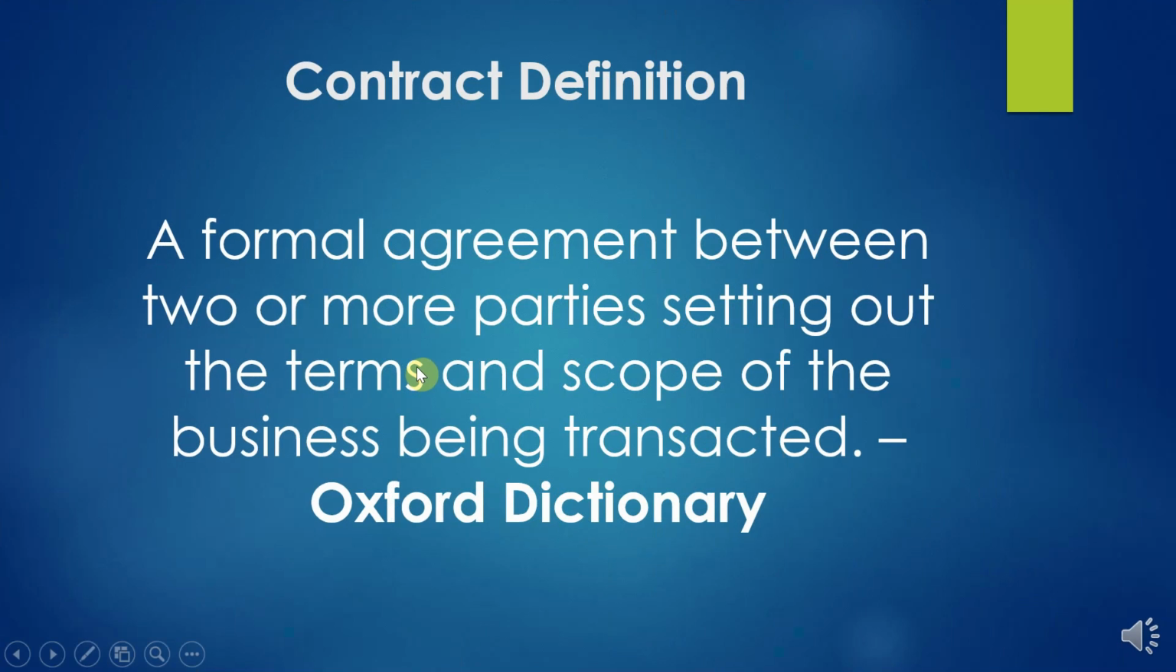So let's get started. What is a contract? Oxford Dictionary defines a contract as a formal agreement between two or more parties setting out the terms and scope of the business being transacted.